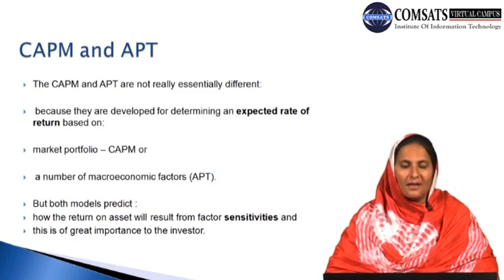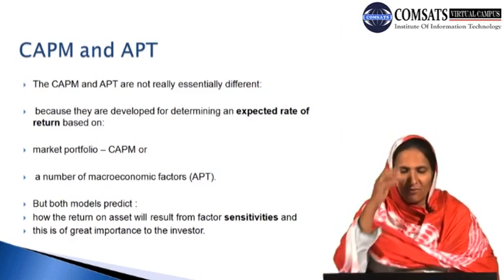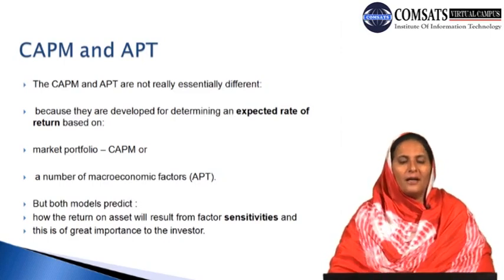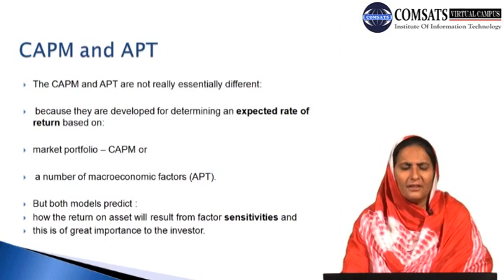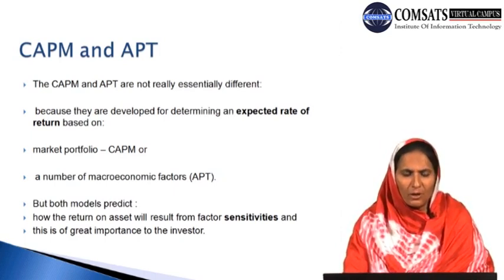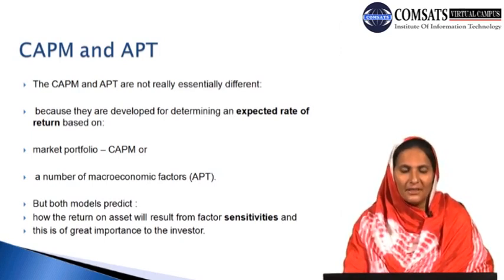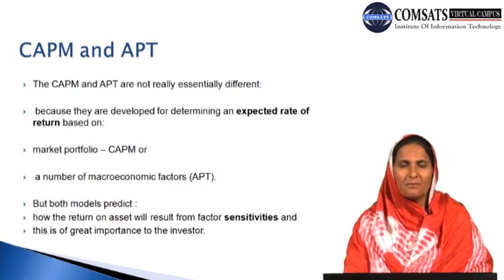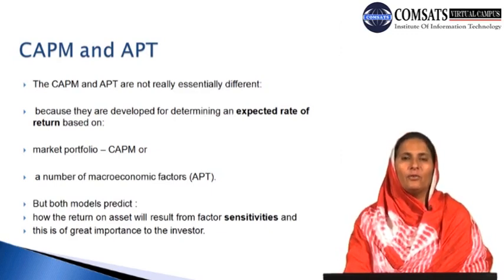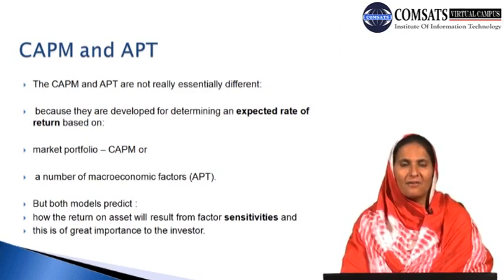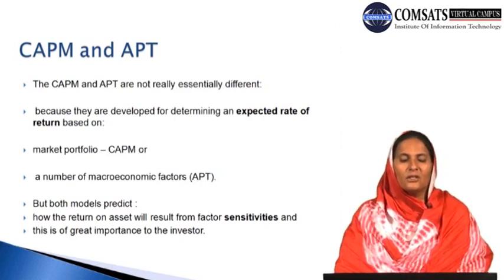Both models predict how the return on an asset will result from factor sensitivities, and this is of great importance to the investor. The returns of the asset an investor is going to keep in the portfolio are affected by the returns of the market portfolio, and these returns are affected by macroeconomic variables, changes, sensitivities, and fluctuations, and how they are going to affect the expected rate of return of the asset that the investor will hold or purchase. So this is the important point.